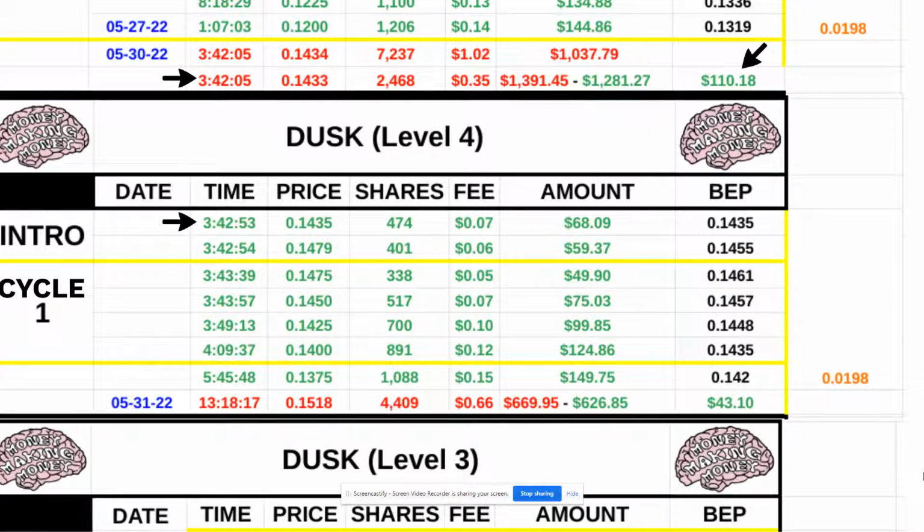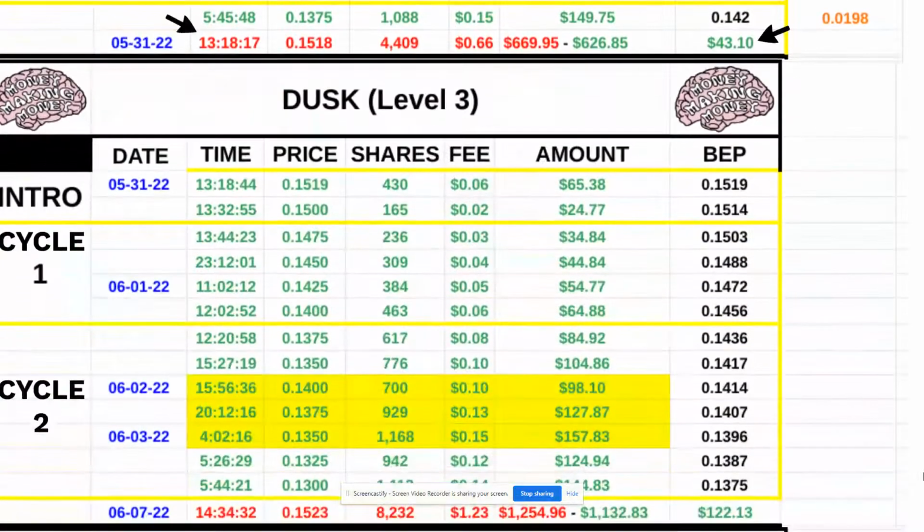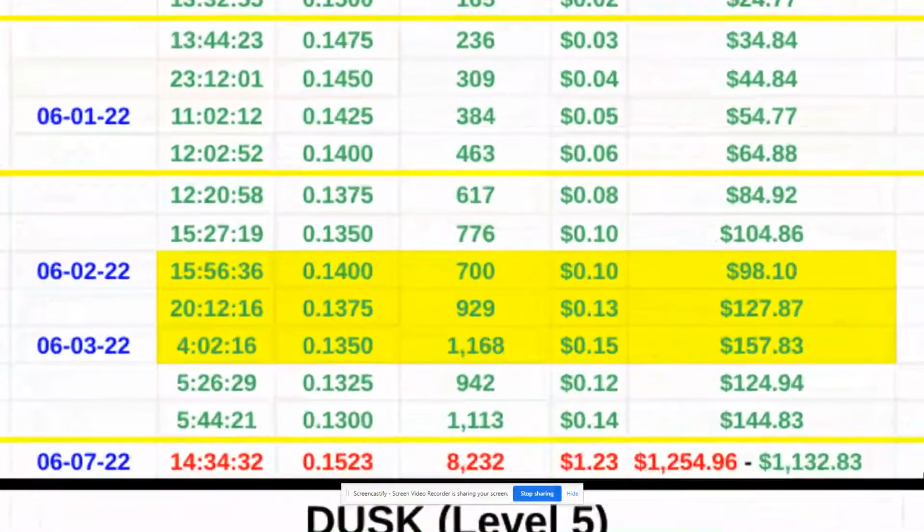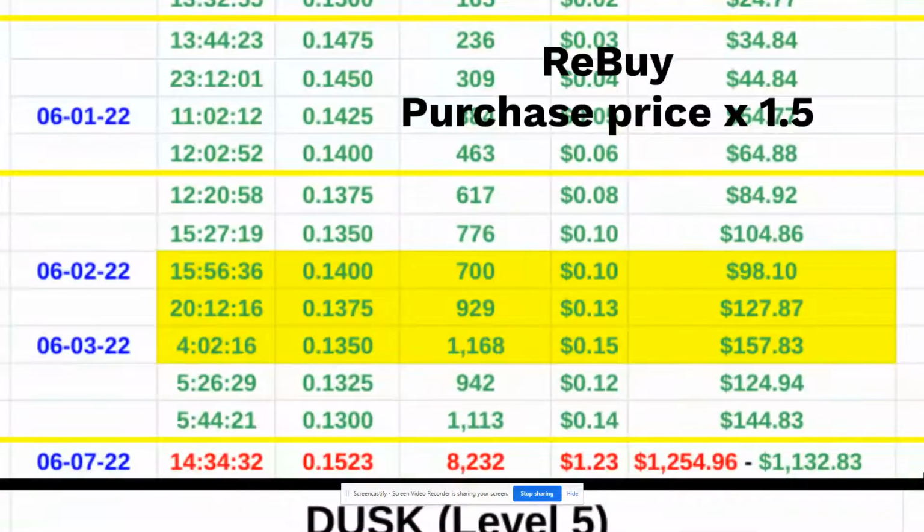Then again, look at this one. I ain't even wait 60 seconds. I'm back in it. Woo! I'm back in the game. So level 4 this time, bam, and you're just riding the wave. You know what I'm saying? So I can see I'm back in it, just riding the wave. Right now, this is what I call a rebuy.